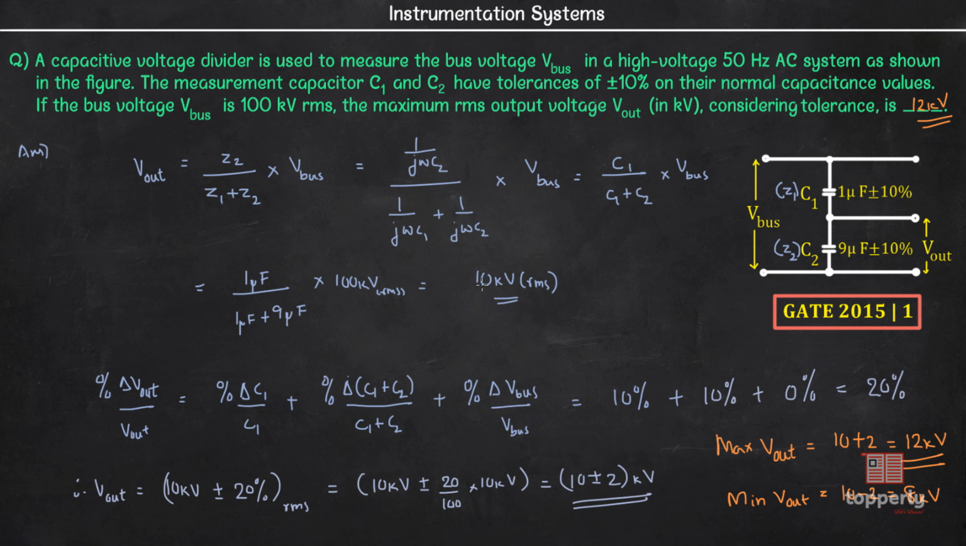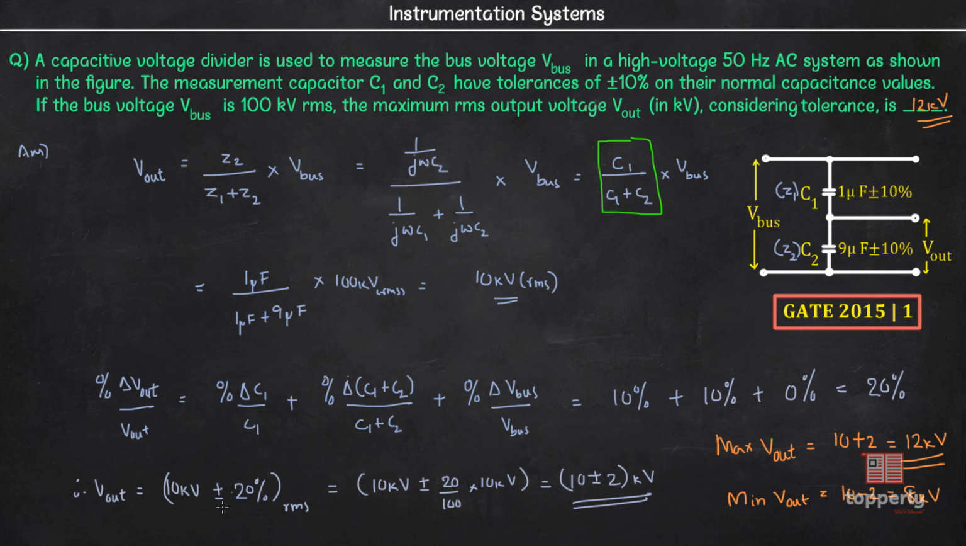But when you are short of time, we can use an approximate method to find the answer. As you can see in this equation, the only variables are C1 and C2. So to make V out maximum, we have to make the ratio C1 by C1 plus C2 maximum. For that, we have to take the maximum value of C1 and the minimum value of C2.